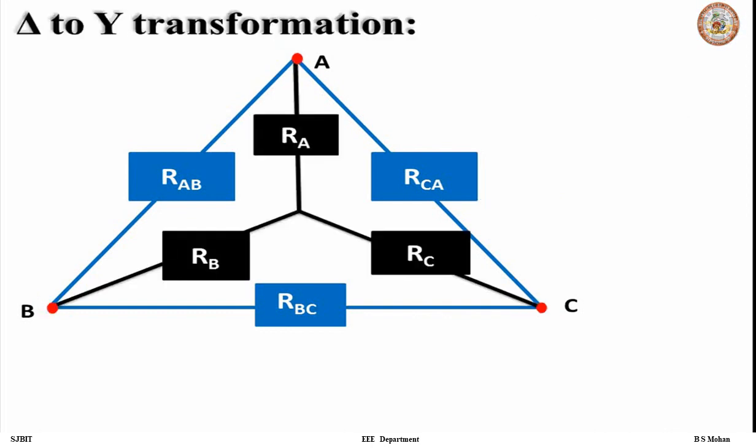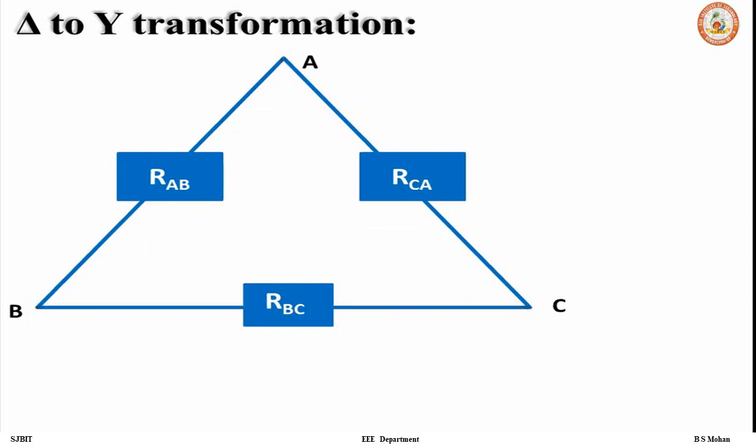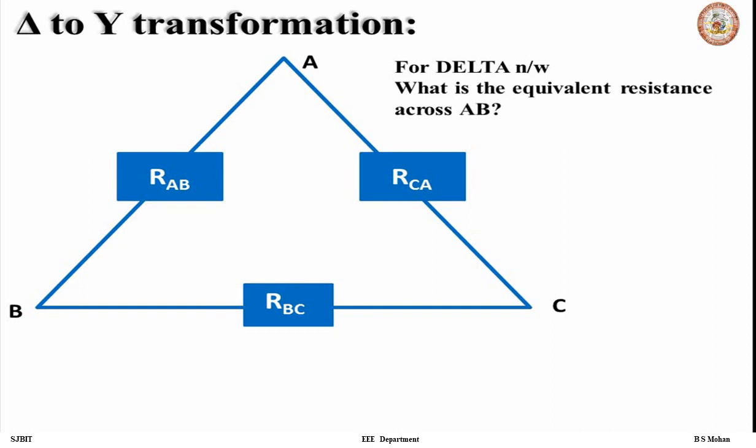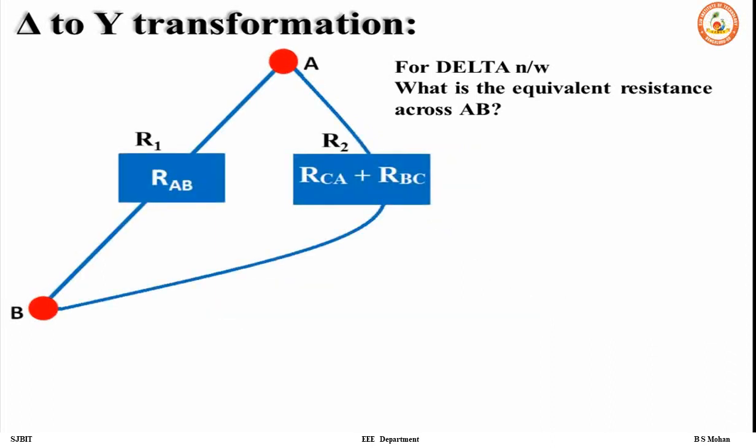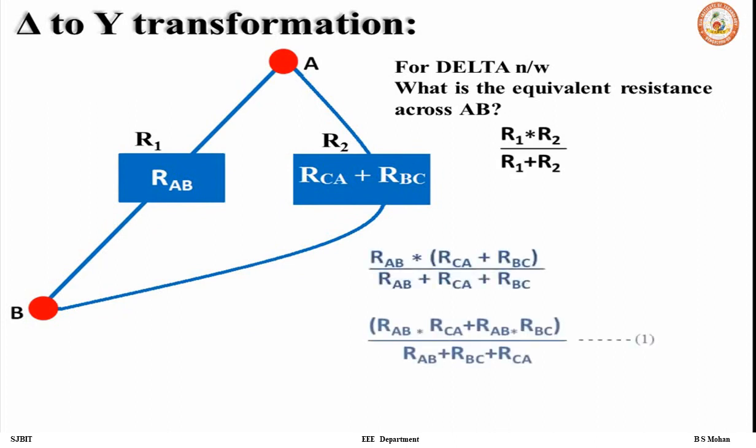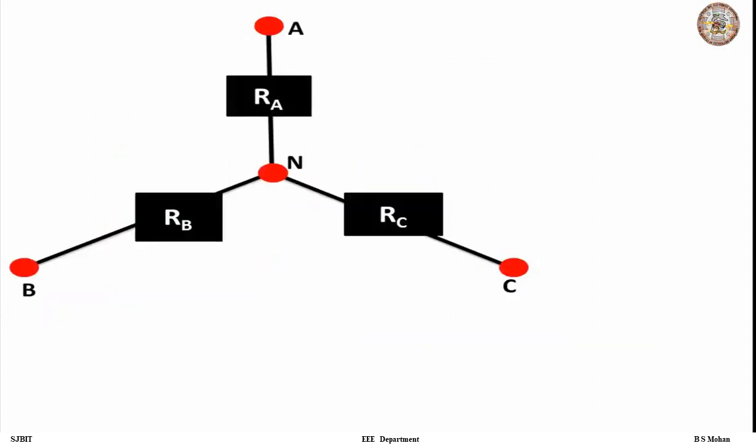So let us understand first delta to star, followed by star to delta transformation. So the knowns are delta. We are going to derive the equations for RA, RB, RC with respect to delta elements RAB, RBC and RCA. For the delta network shown, what is the equivalent resistance across AB? Across AB one can neglect point C, thus RCA and RBC appear in series. Then these two branches are in parallel, right? So that is shown in equation 1.